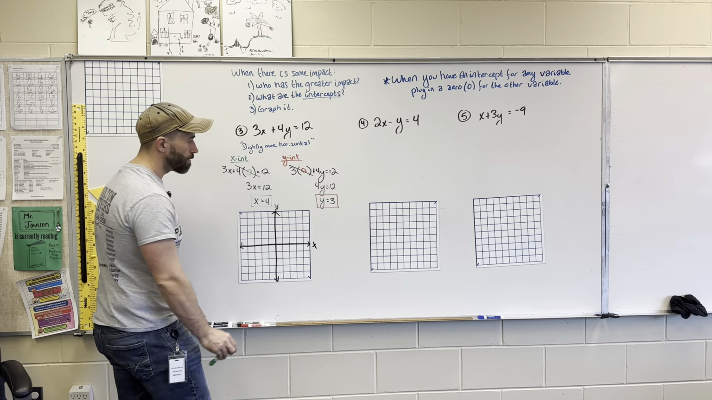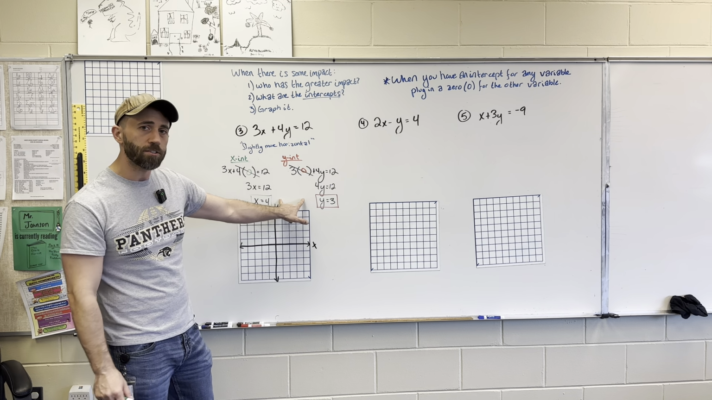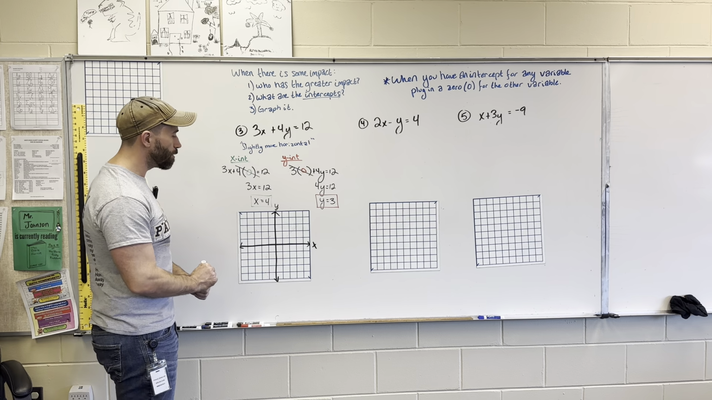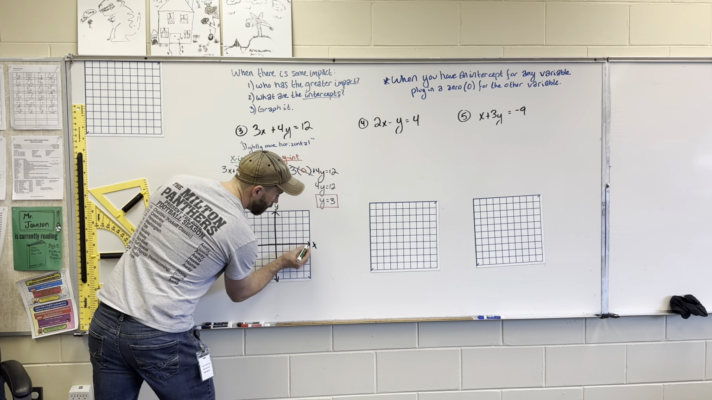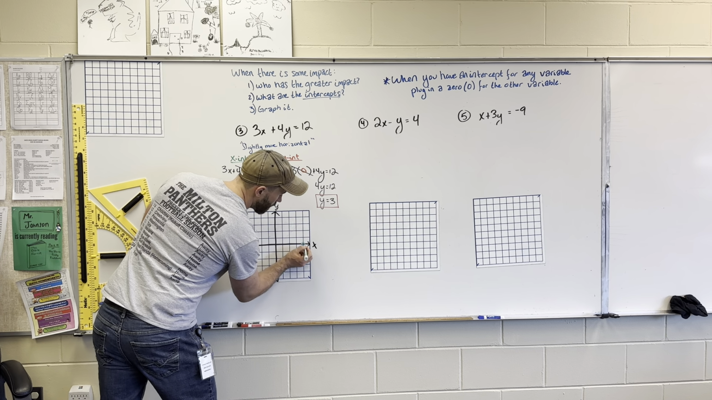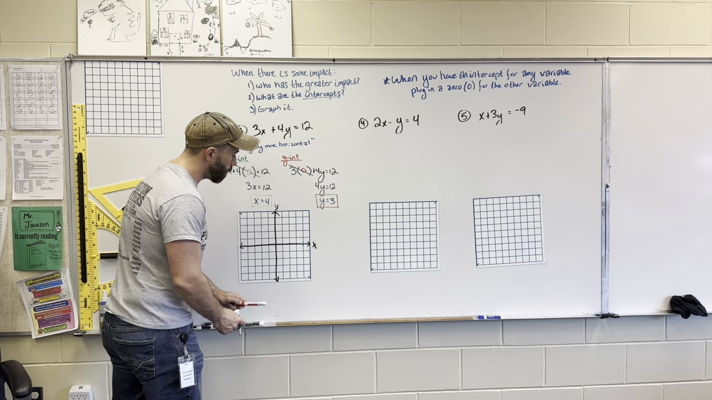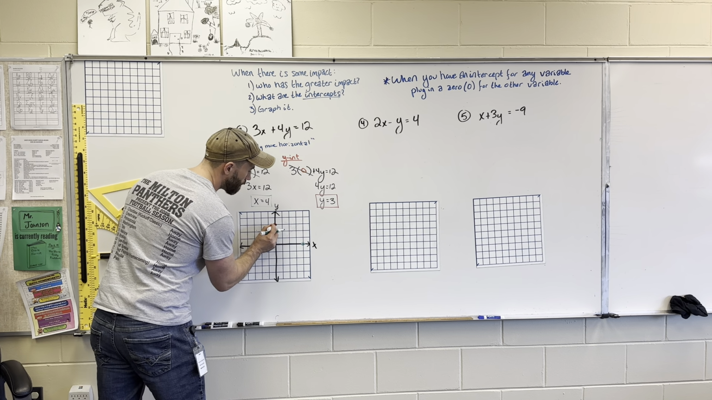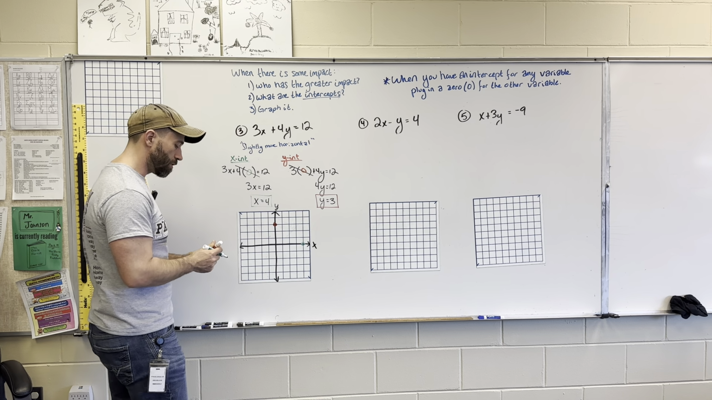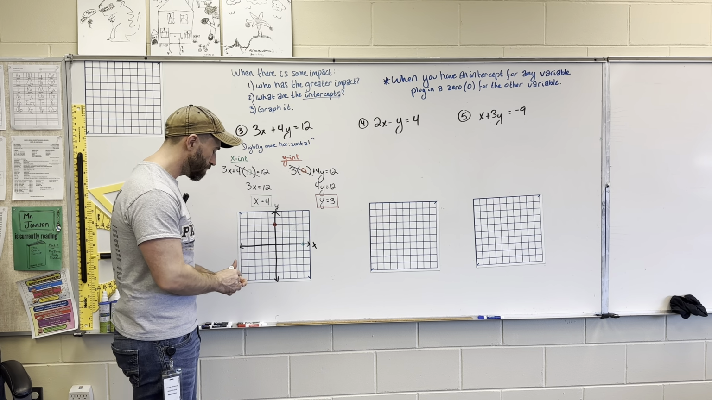Okay. Now, the best part about this is it gives me my two intercepts right off the bat. So I don't need to label them, because I know if x equals 4, I'm going to put a point over here at x equals 4. If y equals 3, I'm going to put a point up here at y equals 3. Bingo. So my x and my y-intercept are graphed.